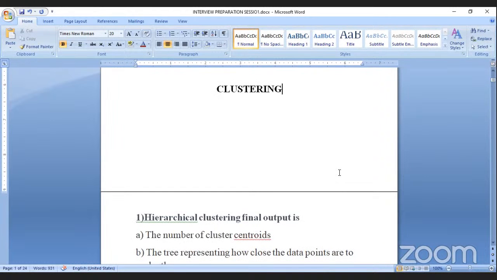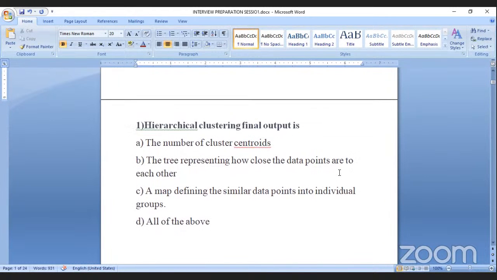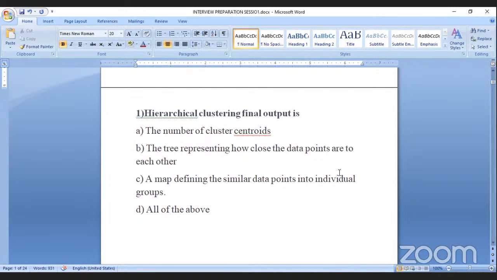So the first question is, what is the final output of hierarchical clustering? We have the four options: Option A, number of clusters. Option B is the tree representing how close the data points are to each other. Option C is a map defining the similar data points into integer groups. Option D is all of the above.